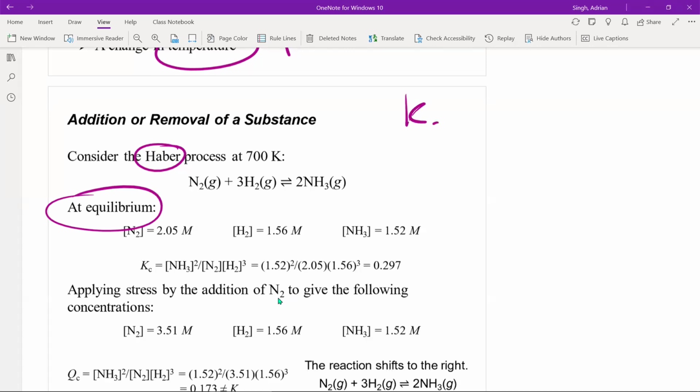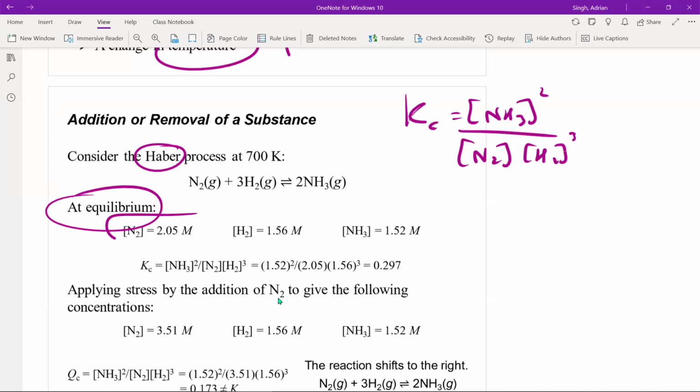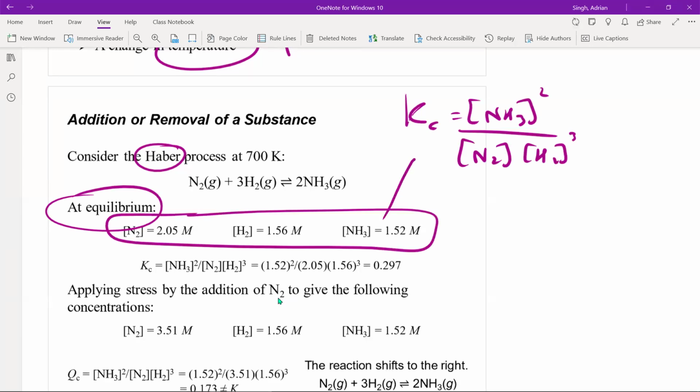So remember, we can write our equilibrium constant expression. So we have our product raised to its stoichiometric coefficient over the reactants raised to their coefficients as well. We're going to take our equilibrium concentrations. We're going to substitute them into our expression. We can solve for Kc, which ends up being 0.297, right? So this is at equilibrium.